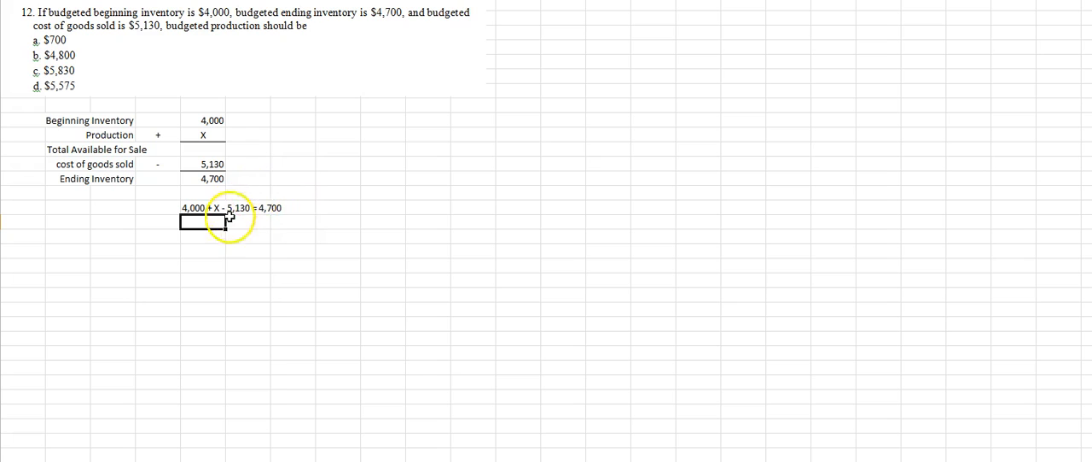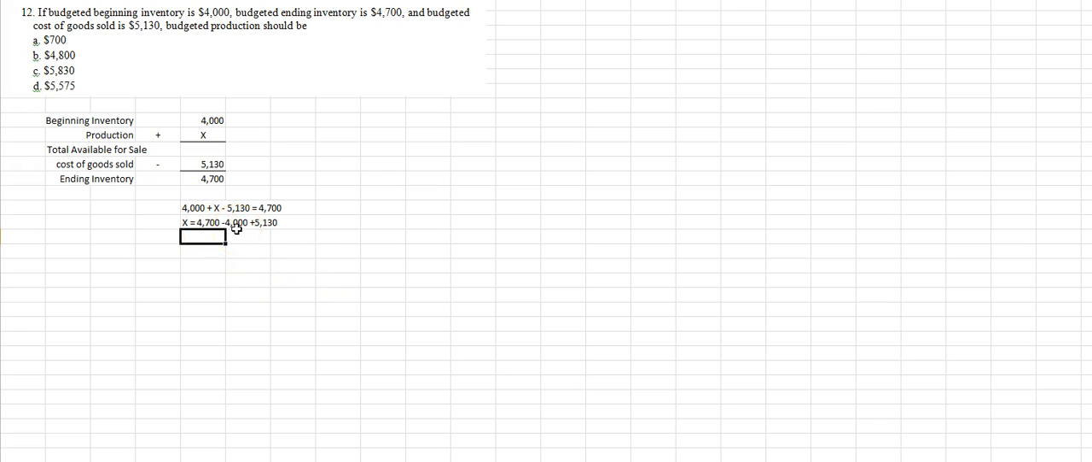And whenever we put a number on the other side, we change the signs. So we say X equals, let's leave the 4,700 on that side with the same sign. If we put the 4,000 on this side, it's positive here, so we have to make it negative, minus 4,000, and the negative 5,130 becomes positive, right? Plus 5,130. And so you should get your answer there.